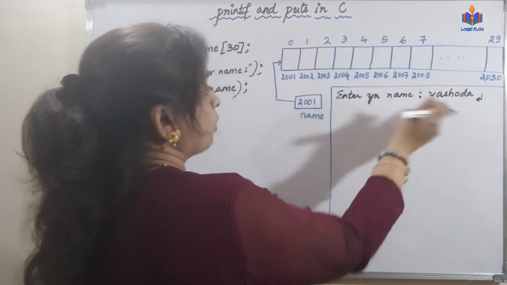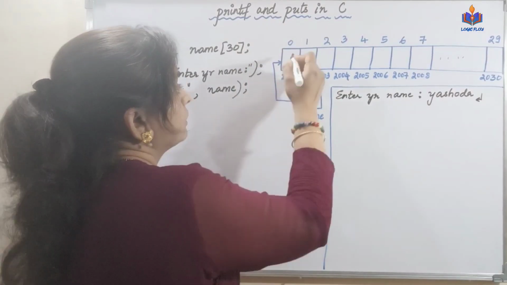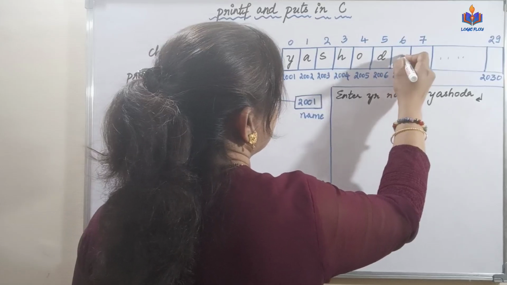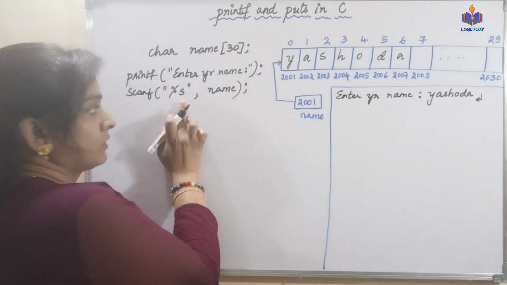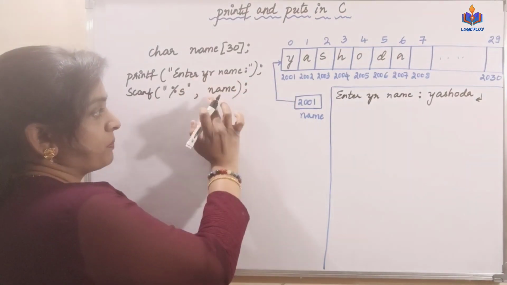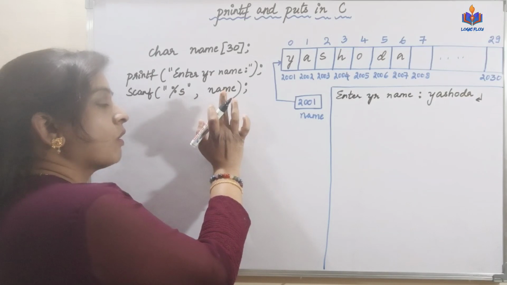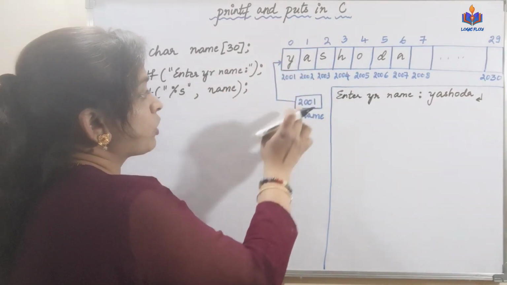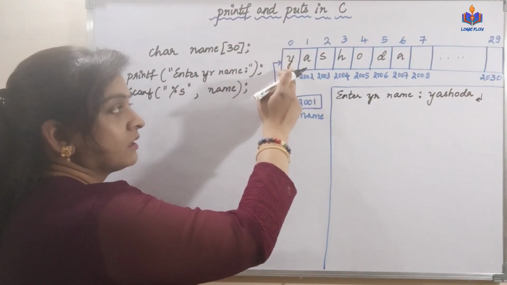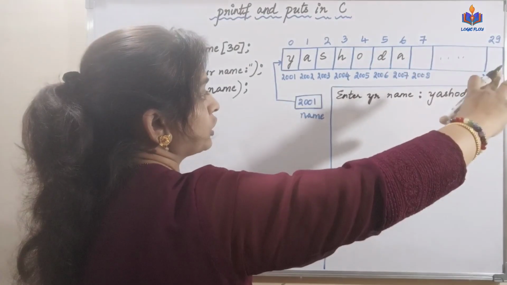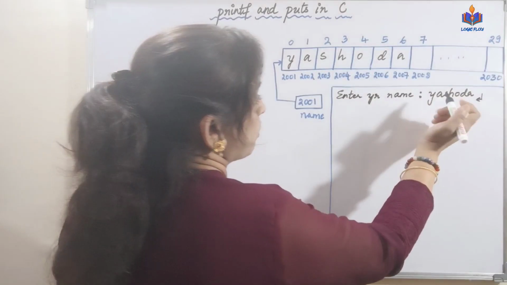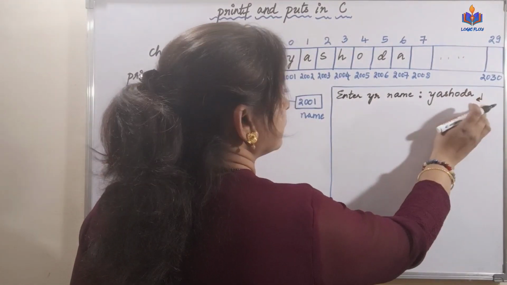Then what happens? How will the characters be stored in the memory? I'll write it here: Y, A, S, H, O, D, A. I'm using the %s format specifier to read a string, name, no address operator. The compiler will automatically get the base address because the array name holds the base address. Once I get the base address, as the array has consecutive memory locations, it will go on storing into the next locations. So it will store totally 3, 4, 5, 6, 7. Then I'll press the enter key.